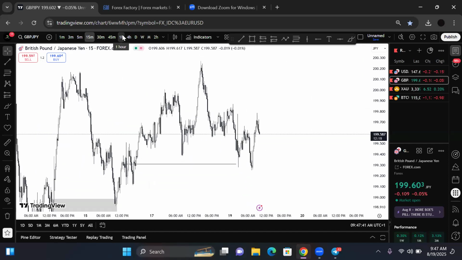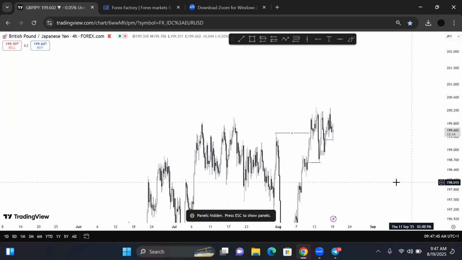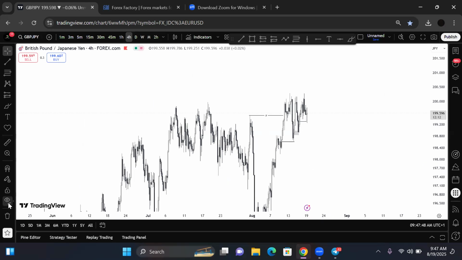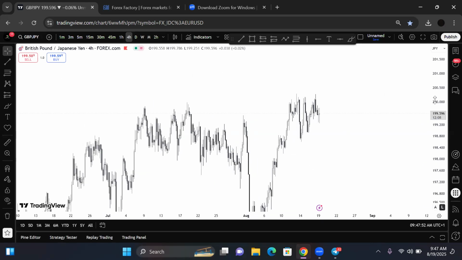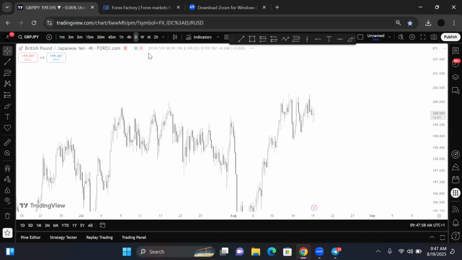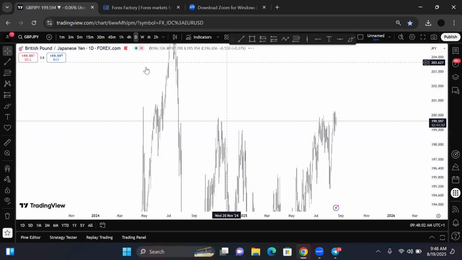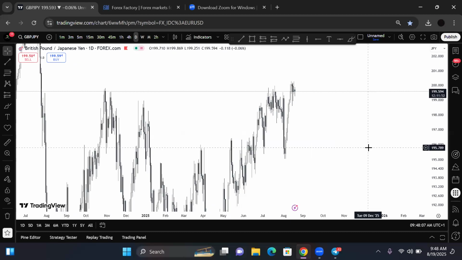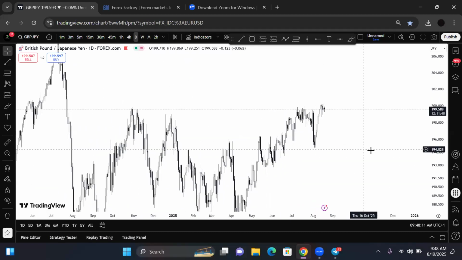This is GBP JPY. Let's do our top down analysis on it. Okay, so let's delete everything first. All right. So starting from the daily time frame, what can we see? What we can see is obvious. The market has been in a very good uptrend. All right. So it's an obvious uptrend.